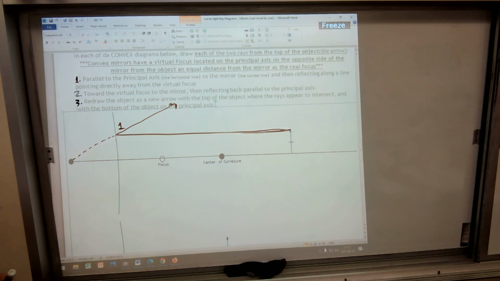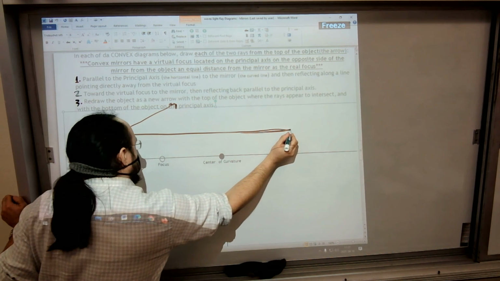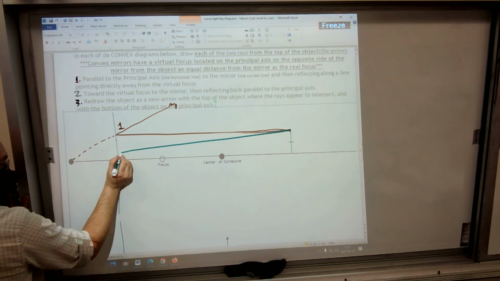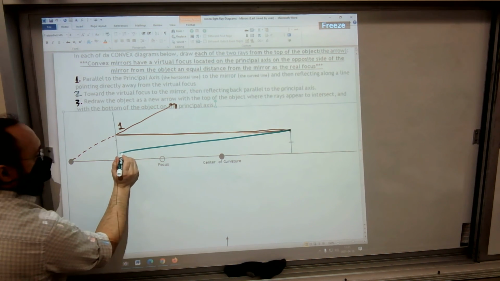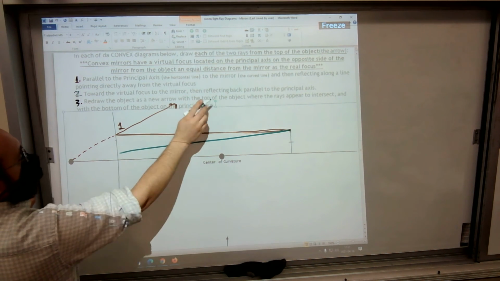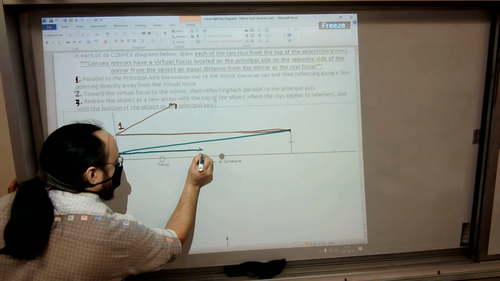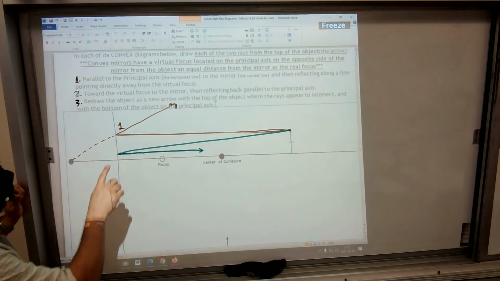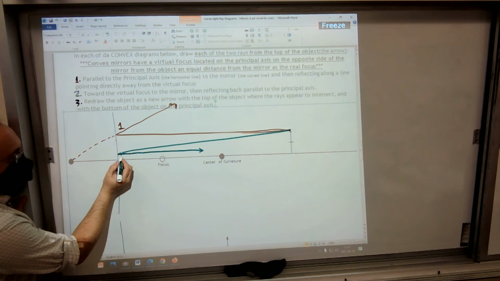Ray number 2 is directly toward this focus, so it's pretty much like what we've done before. Directly toward the focus, you're trying to go right toward it. Did I do it? I mean, kind of. Okay. Directly toward it, and then reflecting back parallel to the principal axis. So, okay, we're doing it. Reflecting back. And then these rays don't intersect. This one goes this way, this one goes this way, but just like in number 6, we have to follow them back.